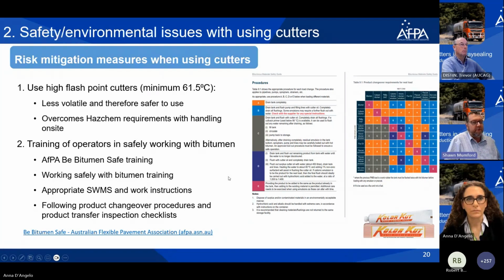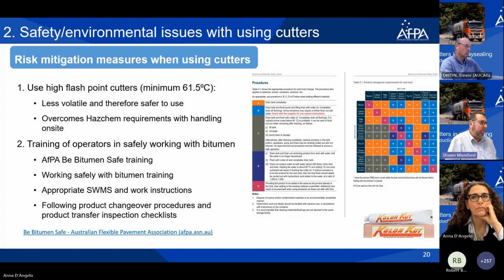In all of my experiences, I've found that if you're following the guidance that's available in changeover processes, have good inspection checklists for transfers of products, and having good boil out procedures, all of those things will significantly reduce the risk of working with these products.